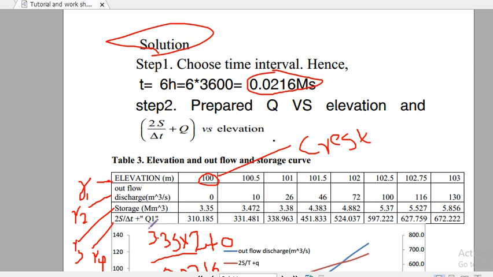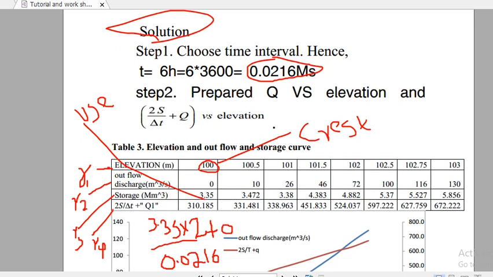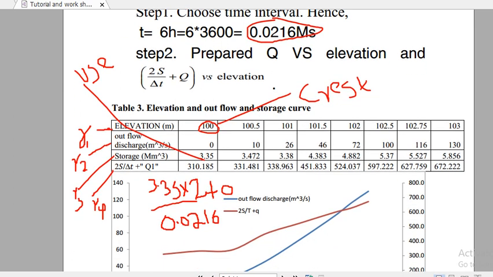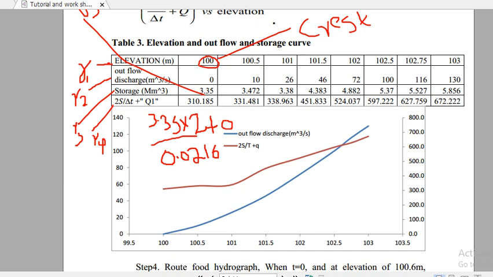This 3.35 is the useful life storage of the reservoir. Then the remaining 2S over Δt plus Q can be computed like this. And after preparing this table, we can express this data in graphical form.